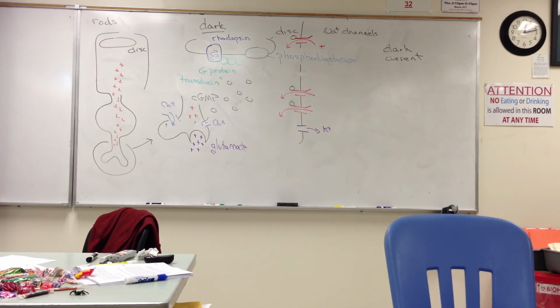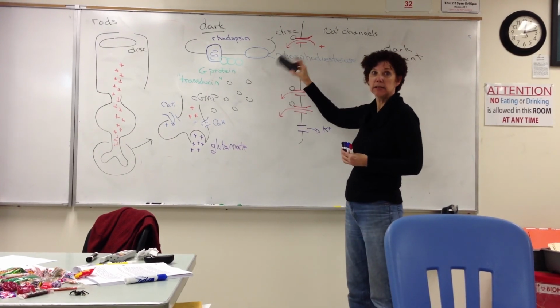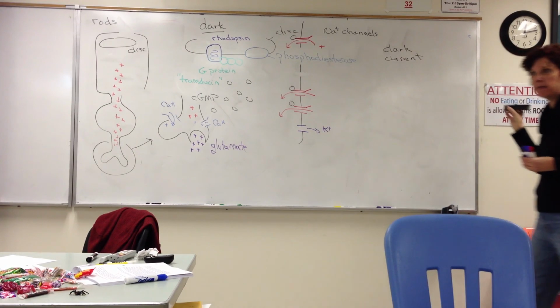So, essentially what happens with a light photon, all of this stops. And here's how it stops, okay? So I'm going to change events here. Does anybody need pictures or diagrams or whatever?